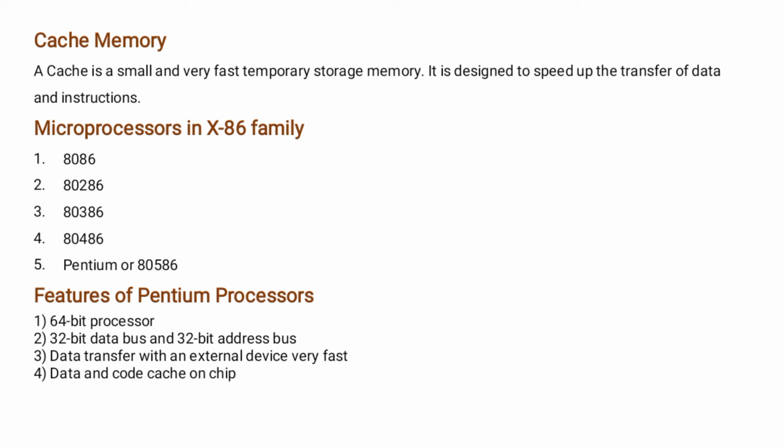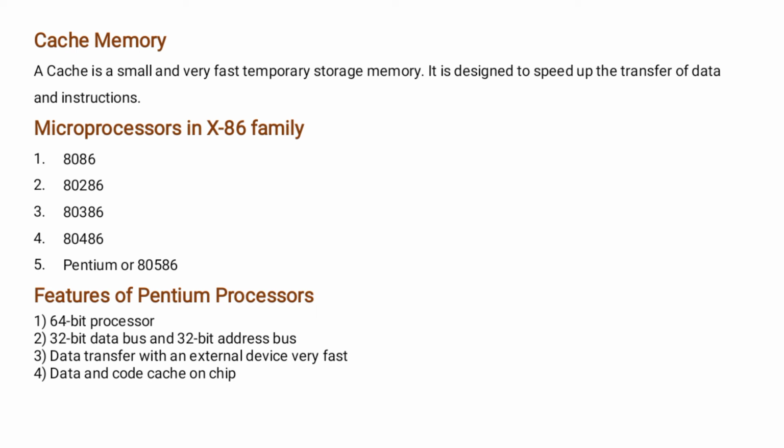Next microprocessor is 80286. The 80286 microprocessor is a 16-bit microprocessor introduced in 1982. This microprocessor is designed to be used as a CPU in multi-user multitasking operating systems. It has a 16-bit data bus and 24-bit address bus. 286 has real and protected modes of operation.